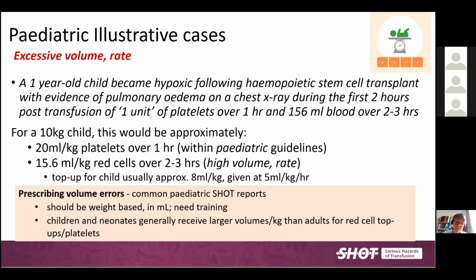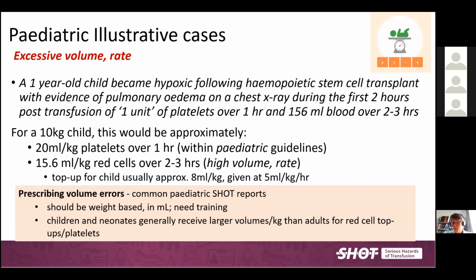So for a year-old child who might have been around 10 kilos, this would be approximately 20 mils per kilo of platelets over that first hour. So that is actually within paediatric guidelines for volume, which I'll come on to in a moment. But it was 15.6 mils per kilo of red cells over 2 to 3 hours. So that was what we would say the high volume and rate, because the top-up transfusion for a child is usually approximately 8 mils per kilo, given at 5 mils per kilo per hour. So this was a high rate and volume.